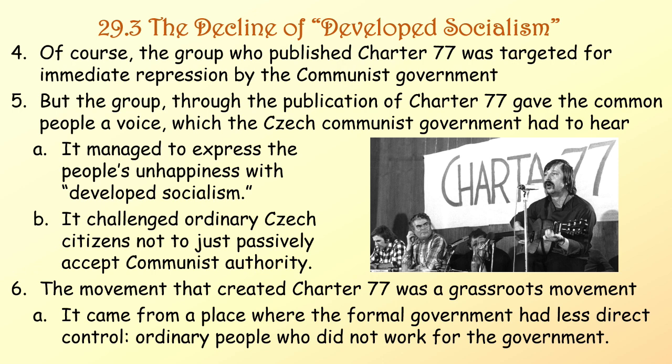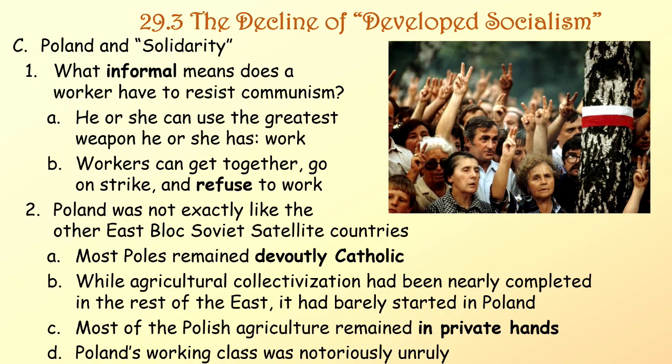But the group, through the publication of Charter 77, gave the common people a voice, which the Czech communist government had to hear. It managed to express the people's unhappiness with developed socialism, and it challenged ordinary Czech citizens not to just passively accept communist authority. The movement that created Charter 77 was a grassroots movement. It came from a place where the formal government had less direct control. Ordinary people who did not work for the government. Poland and Solidarity.